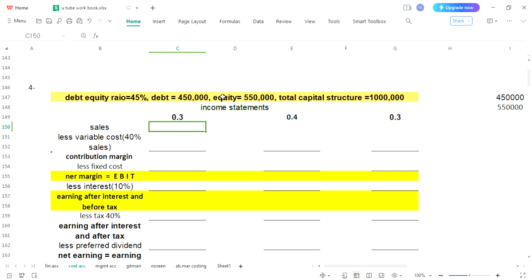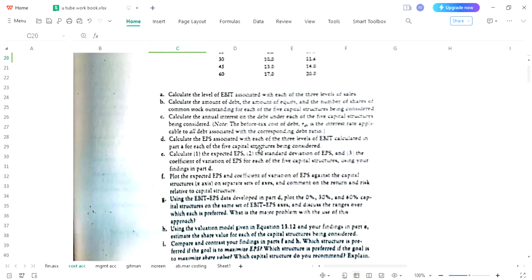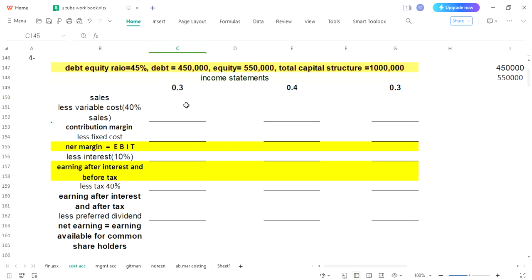First is 0.3 probability, where your amount of sale is 6 lakh. So let's put 6 lakh over here, after which we will calculate our variable cost. The rate is given in the book. You will apply 40% upon sales. Amount of sales 6 lakh, and you will calculate 40%. Variable cost has been calculated.